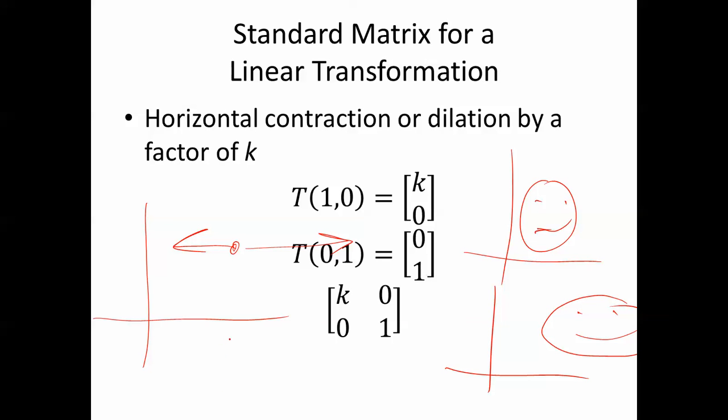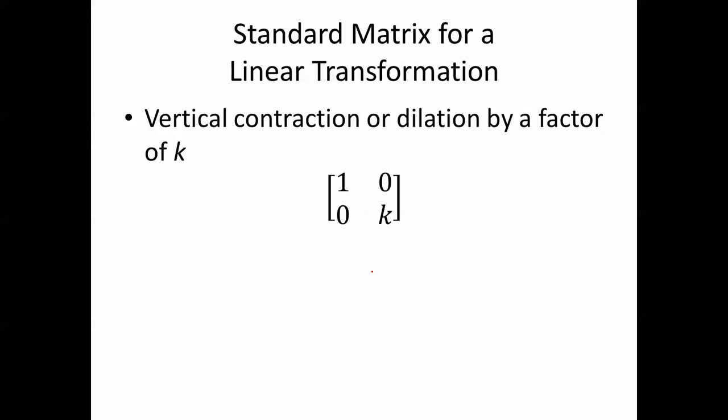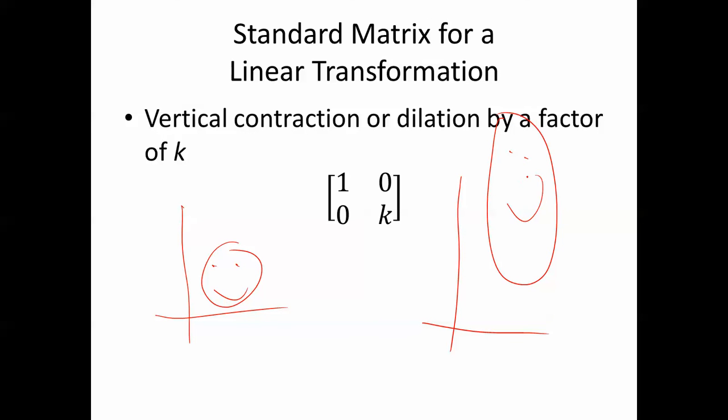Okay, so T of (1, 0), you've stretched that by a factor of k. So now it's going to be (k, 0), although you might contract it. It's still (k, 0). And T of (0, 1), well, it's a horizontal contraction or dilation, so that still stays (0, 1). So this would be our matrix, [k 0; 0 1]. In the same way, a vertical contraction or dilation by a factor of k would be [1 0; 0 k]. And if it's a vertical dilation, that means something that looked like this now looks something like this, if you stretch it.